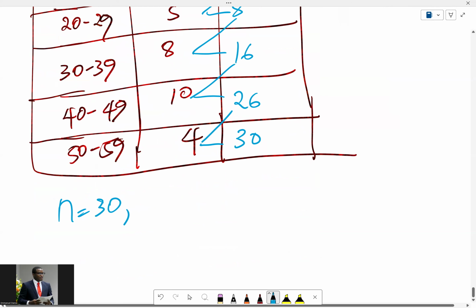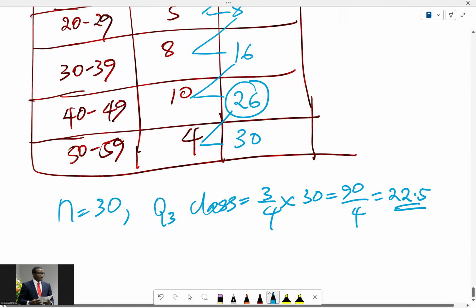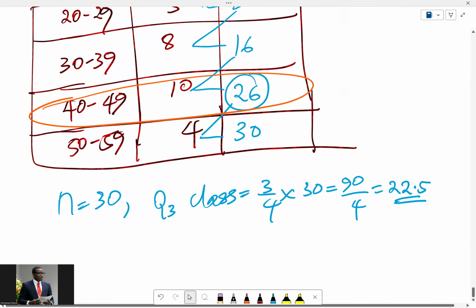Then we need the third quartile class, right? Q3 class will just be 3 over 4 times 30. That is 90 over 4, which is 45 over 2, and that is 22.5. So 22.5 lies within this range, which means this is the Q3 class. The reason is that it has the highest frequency, but it doesn't always have to be like that. Please mind you, you can have another table where all three things we found so far are different classes. So just follow the values as they come. So we found the Q3 class.